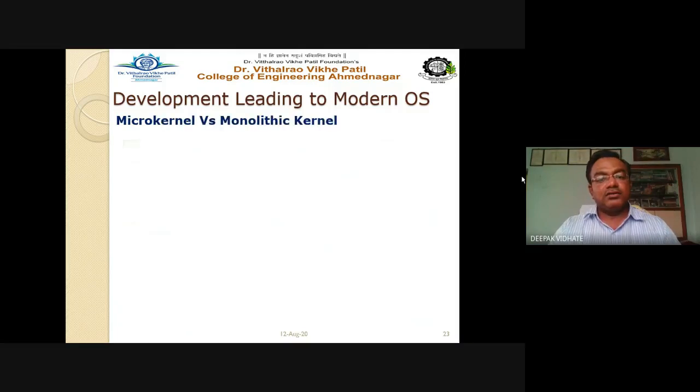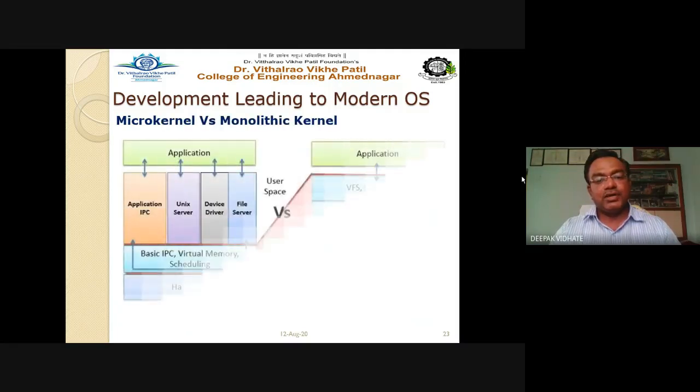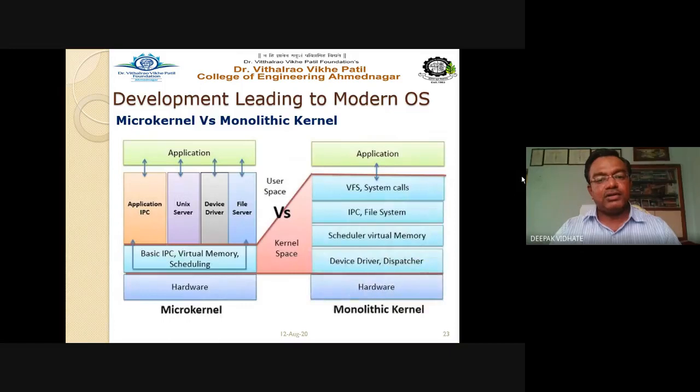See here the diagram. This is the diagrammatic difference between the microkernel and the monolithic kernel. On the left-hand side, the microkernel is there, and on the right-hand side, the monolithic kernel architecture is there. You can see here the user space versus the kernel space. You can see the user space is larger in the case of the microkernel, whereas user space is reduced in the monolithic kernel. The kernel space is very small in the case of the microkernel, but it is big in the case of the monolithic kernel.